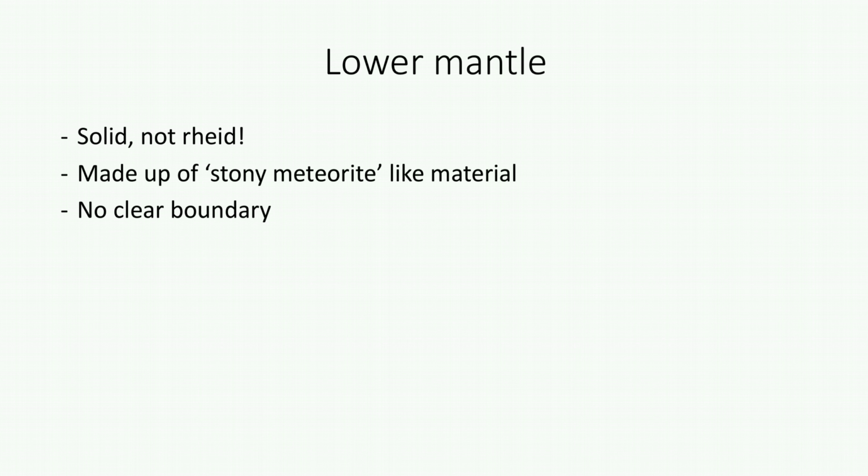In comparison, the lower mantle is solid, not rheid. There's no clear boundary between the 2 layers, the upper and lower mantle, as the transition between this rheid-like material to solid varies by hundreds of kilometers depending on where you are. The lower mantle is made up of stony meteorite-like material, so again is different from the peridotite-like material within the upper mantle, but they're both silicate-based.